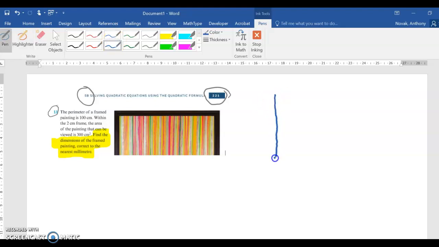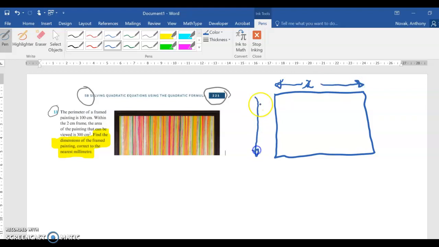We have a painting, and we are asked to find the dimensions of it. Obviously, what they want you to find is its length. Call that X, because we don't know what it is. That's what the question is. And of course, we want its width. Now, here we might want to introduce our two most common variables, X and Y.